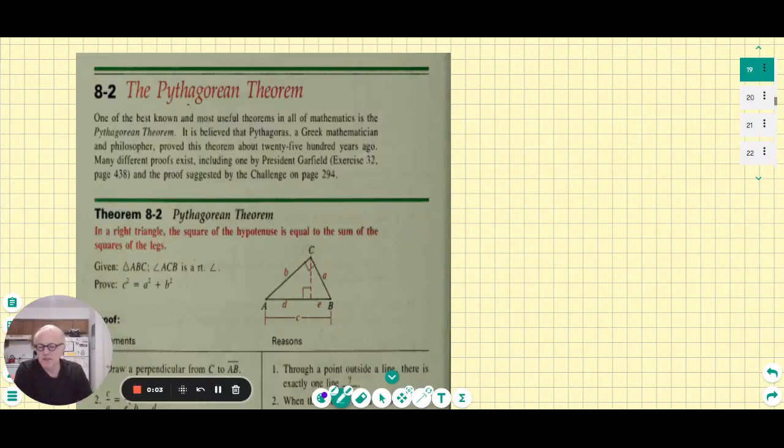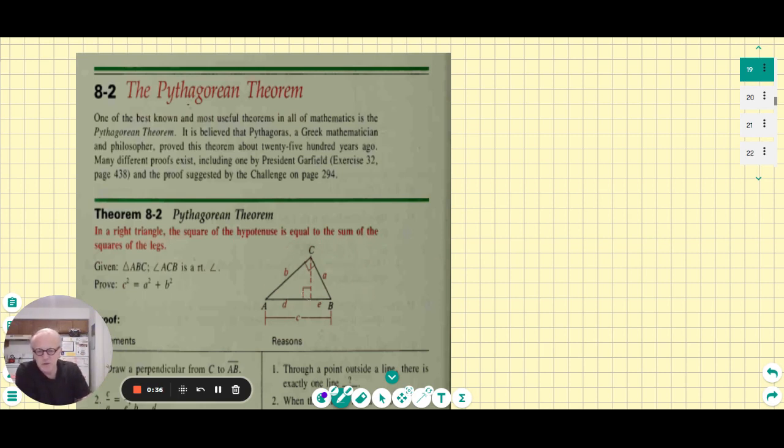Okay, 8-2 Pythagorean theorem, and one that you've heard before, and you'll hear it many, many times again. A Greek mathematician named Pythagoras came up with this Pythagorean theorem 2,500 years ago. And there's been different proofs of that theorem, but let's just state what the theorem is, and that is that the square of the hypotenuse of a right triangle is equal to the sum of the squares of each leg.